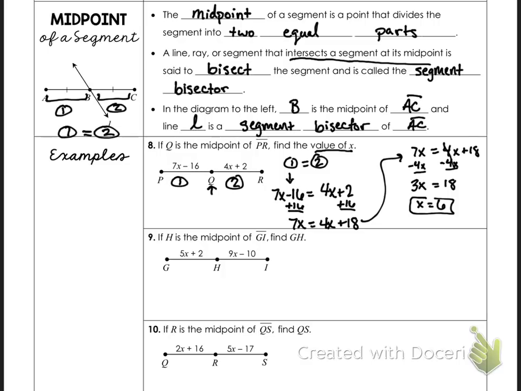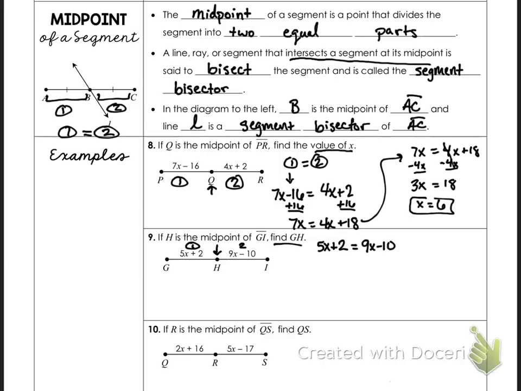That's all that they wanted us to do. Okay, 9. If H is the midpoint of GI, then find GH. So here we don't have to just find x. Even more than that, we have to find what the length, the actual number of GH is. So again, we have our part 1, we have our part 2. We know this is the midpoint, so we can set this problem up. We can say 5x plus 2 is equal to 9x minus 10.